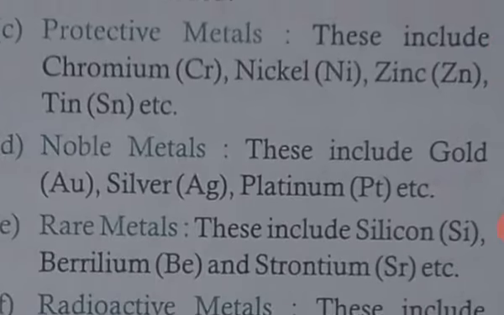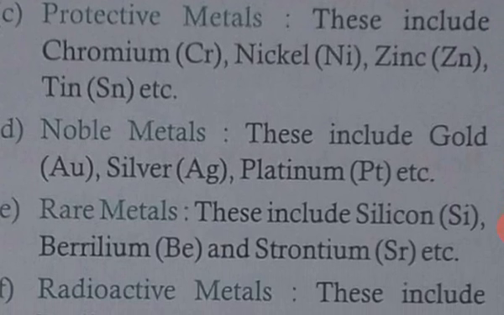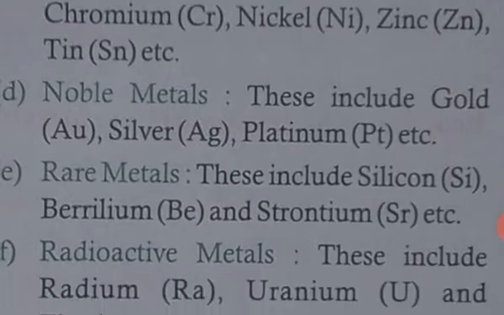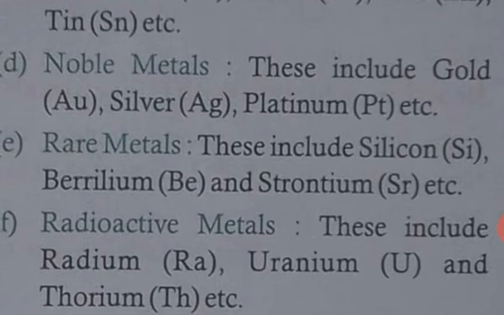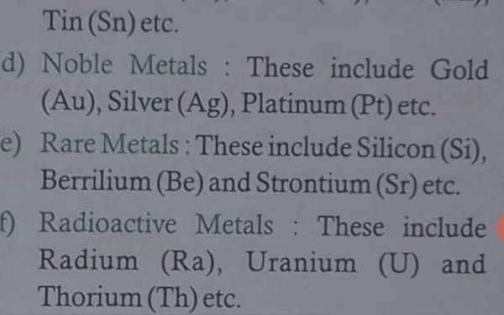And after that the noble metals. These include gold, silver, platinum, etc. Rare metals. These include silicon, beryllium, and strontium. Okay, the radioactive metals. They are radium, uranium, thorium, etc.